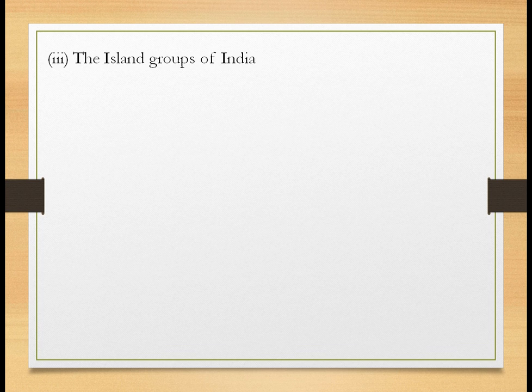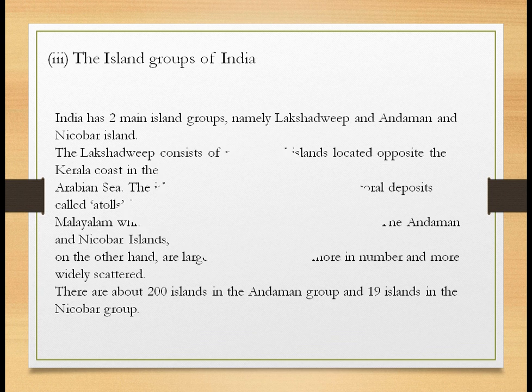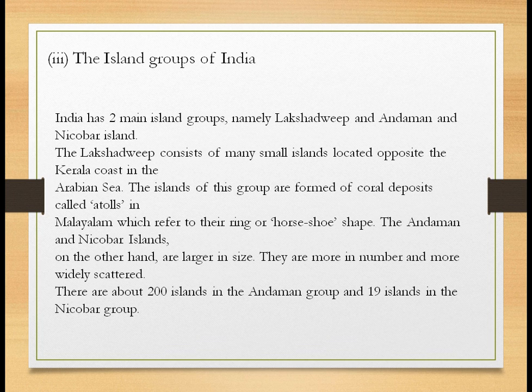Next, the island groups of India. We know we have 2 island groups. India has 2 main island groups, namely Lakshadweep and Andaman and Nicobar. Lakshadweep, right? Many small islands located opposite the Kerala coast in the Arabian Sea. The island groups are formed by coral deposits called atolls, which in Malayalam refers to their ring and horseshoe shape.